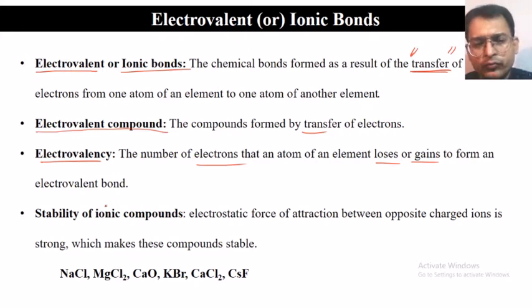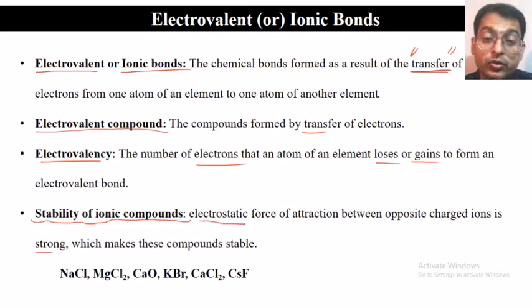Now we will look at the stability of ionic compounds. The electrostatic forces of attraction between the oppositely charged ions are strong. What is strong? The electrostatic forces. Of course, they are both charged, right? Charged species, charged ions, so they will have electrostatic attraction. So the electrostatic force of attraction between the oppositely charged ions is very strong, and therefore these compounds are stable.